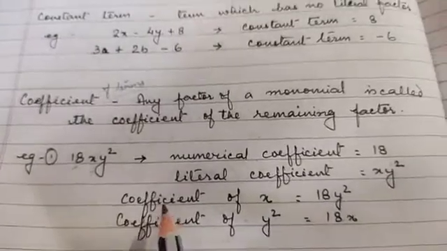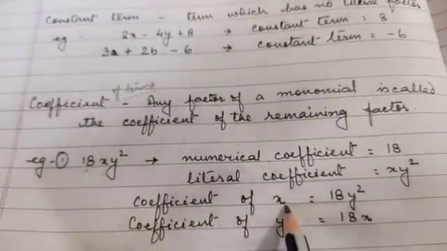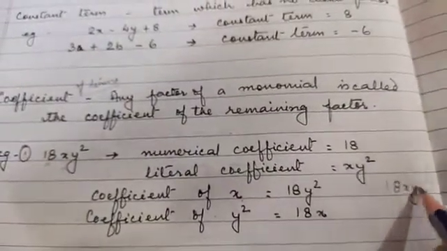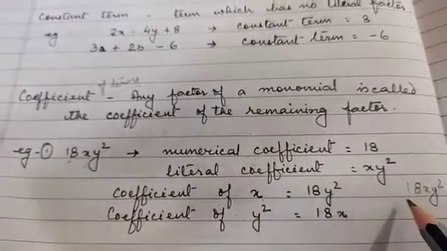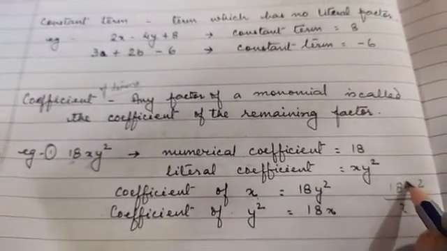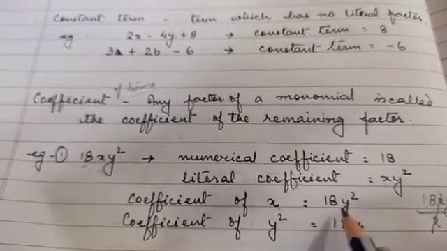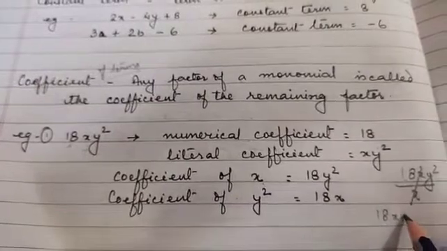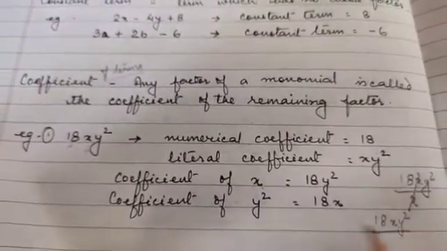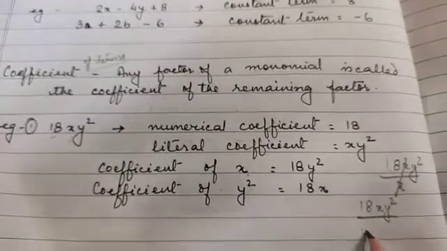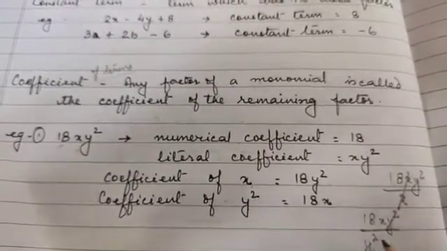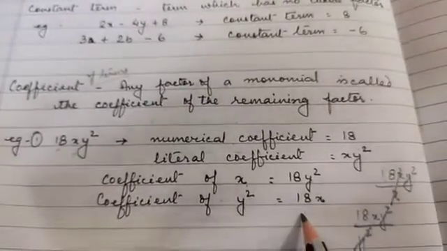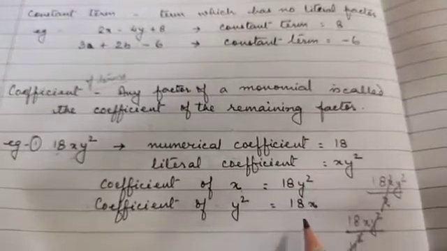Now suppose you are asked to write the coefficient of x. 18xy square, coefficient of x, divided by x. x gets cancelled. What remains? 18y square. Coefficient of y square: 18xy square divided by y square, because we are finding the coefficient of y square. y square cancels. What remains? 18x.